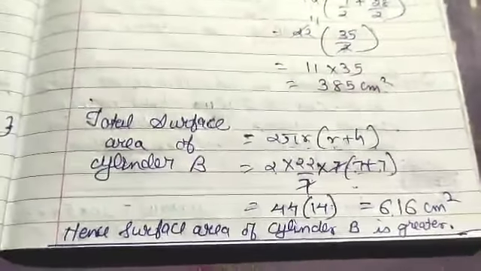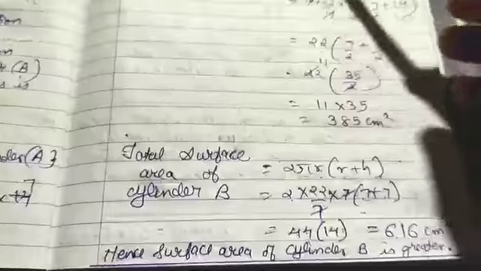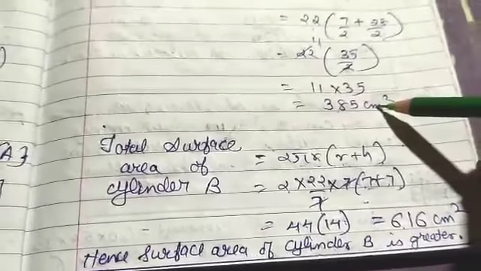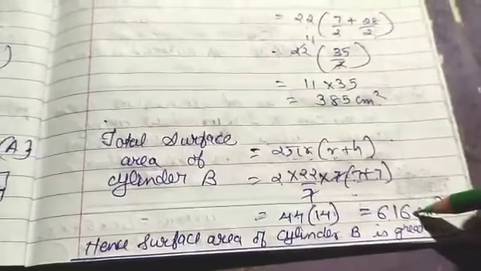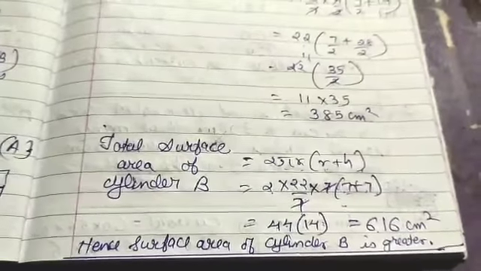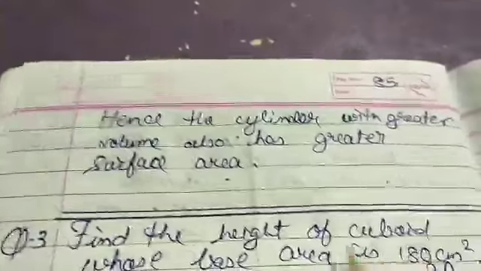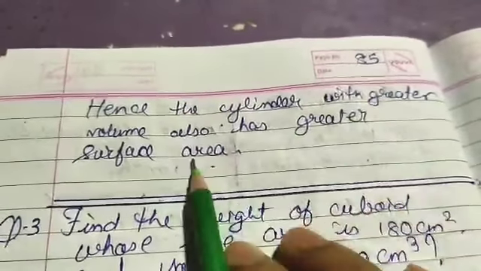Hence the surface area of cylinder B is greater. As the volume is also greater, see here the surface area of cylinder A is 385 and the surface area of cylinder B is 616. So we can say that the surface area of cylinder B is greater than that of cylinder A. Hence the cylinder with a greater volume also has a greater surface area. Now let us see the next one.